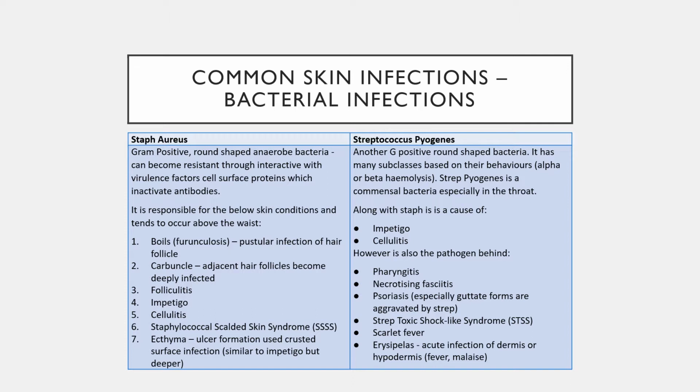Staph aureus is usually responsible for skin conditions, and tends to occur above the waist, so conditions such as boils in your hair follicles, carbuncles, folliculitis, impetigo, cellulitis, scalded skin syndrome, and eczema. That is a way of separating it like that.